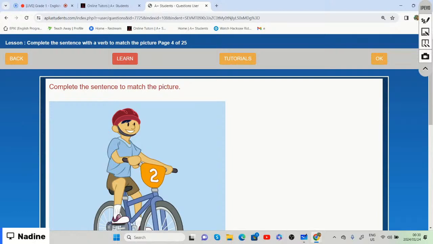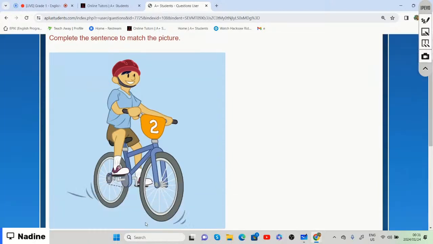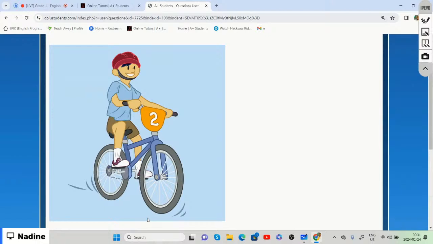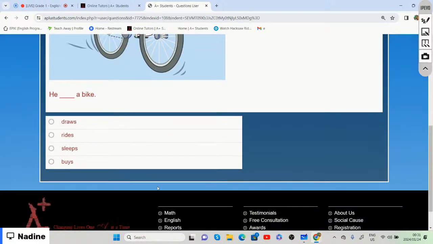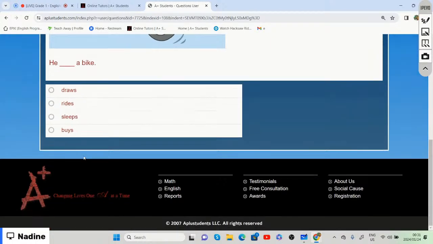Then we need to complete the sentence to match the picture. Here's someone on a bicycle. So now we say he blank a bike. What does he do with the bicycle? Does he draw with the bike? Rides a bike, sleeps a bike, buys a bike.